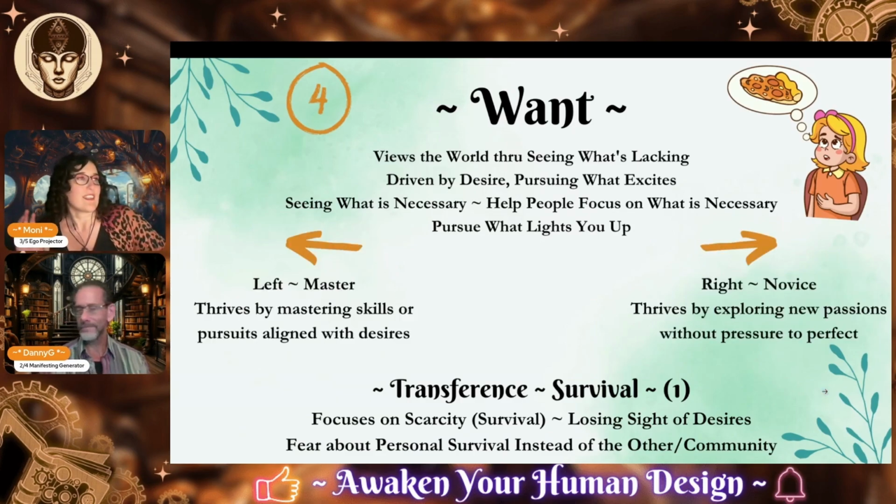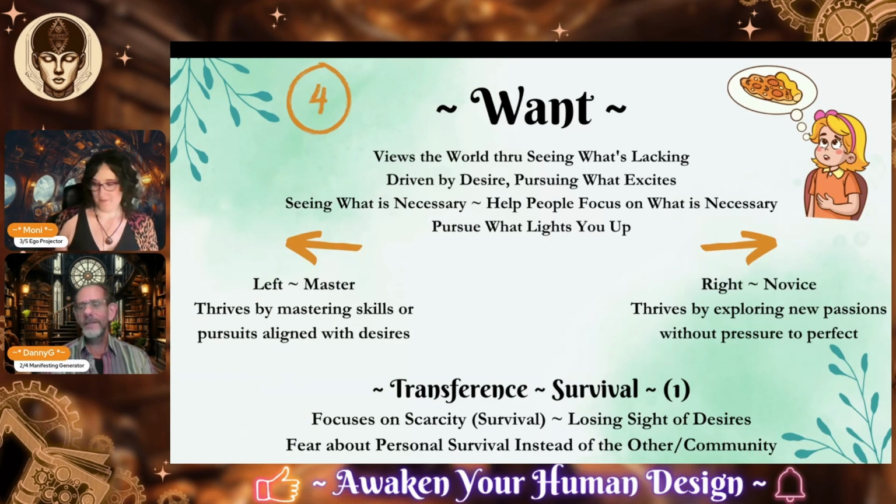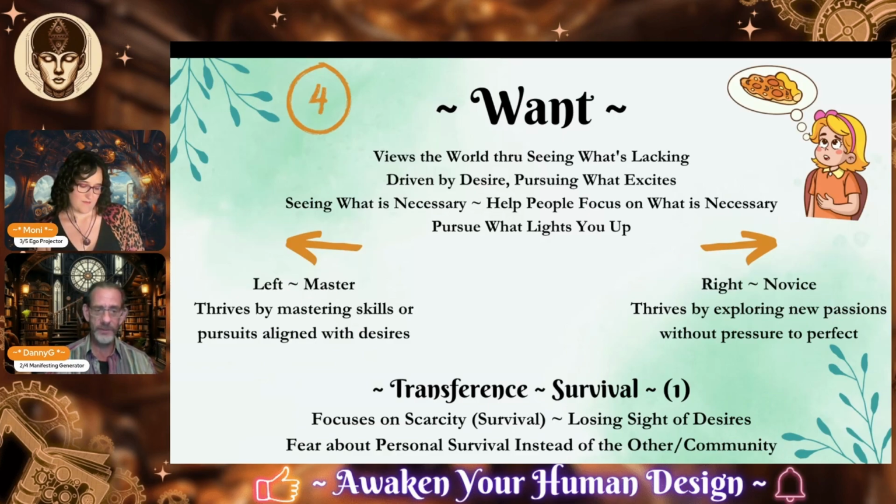Here we have the left arrow, which is master, and they thrive by mastering skills or pursuits aligned with their desires. And the right arrow is the novice or the student, and they thrive by exploring new passions without the pressure to perfect. This is the teacher student, the master novice, where the leader and the follower is less than fully personal to each other, because they're both personal destiny lines. Lower trigram, the fourth line, left angle process, is very clear that there's stuff on the other side. And the stuff on the other side is what the teacher and the student, or the master and the novice, are doing.